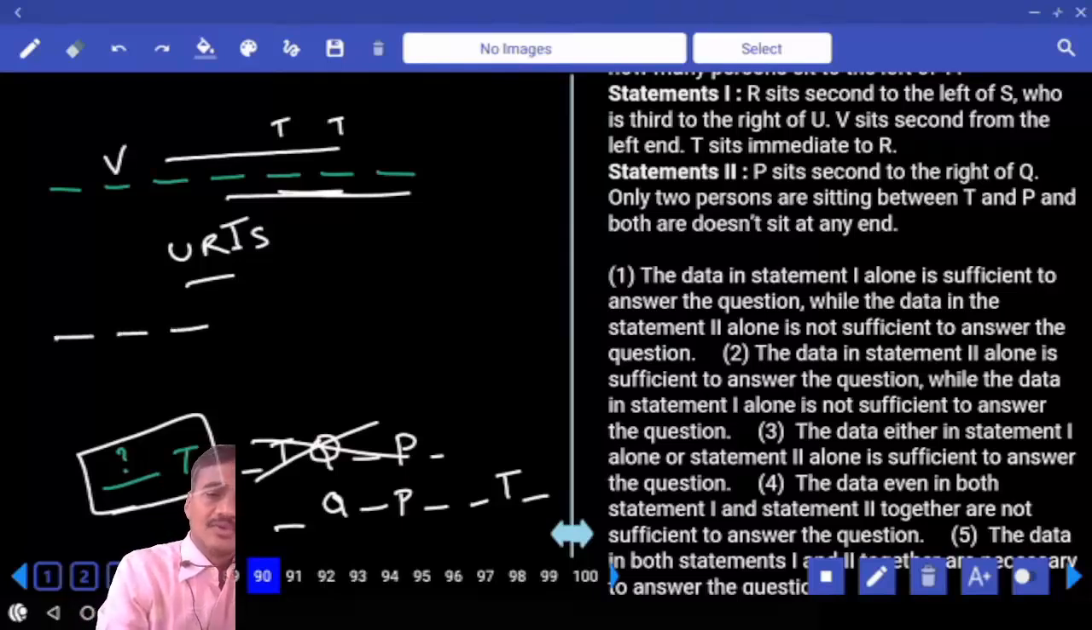1, 2, 3, 4, 5, 6, 7, 8 members, and 7 members. Now in these 7 members, V is at this place.